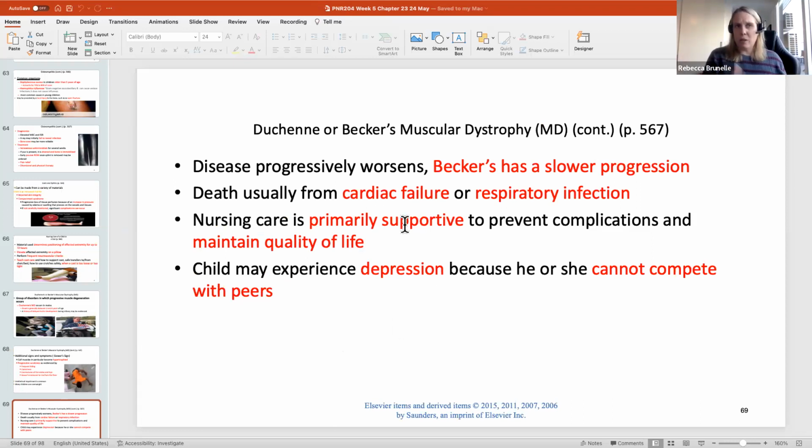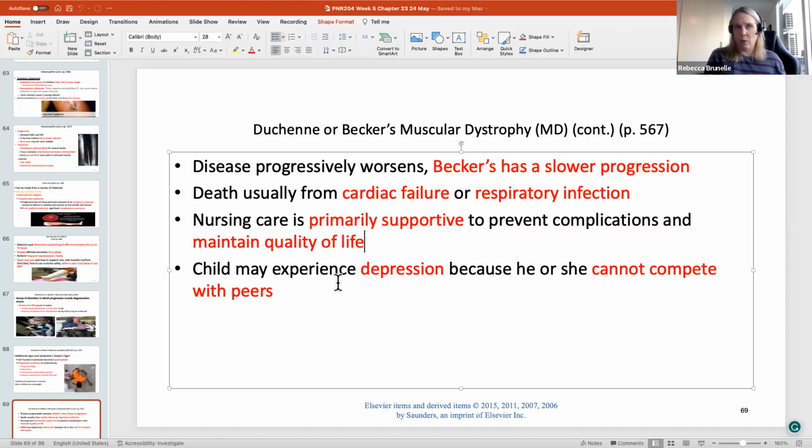They usually die from cardiac failure or respiratory infection. They get progressively weaker and weaker over time. They're almost always wheelchair bound. Frequently, they end up trached and vented. I would say the average age of death is sometimes probably around age 30. So they can live throughout their childhood, but they develop this progressive muscle weakness. Like I said, it's supportive care and maintaining quality of life.